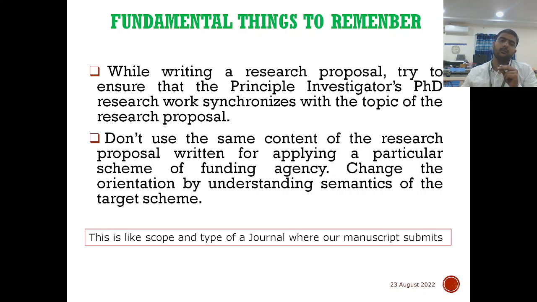Since you are applying for a UGC major project, you need to go to the guidelines document to understand what a major project should look like, what the contents are, and what the orientation should be. Then rewrite or reorient the content in such a way that it suits the target scheme. It's simple: if you are submitting a manuscript to a journal, you generally check the scope of the journal. If the scope is not suitable for your manuscript, you definitely won't submit. It's as simple as that.